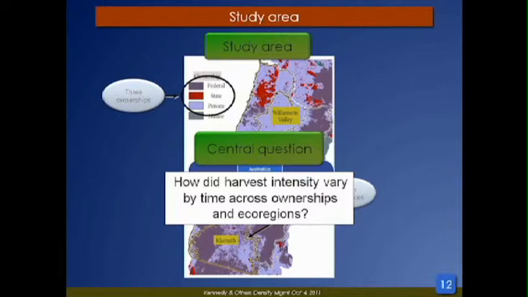So we're going to look at a couple different things here, but basically they all kind of boil down to this. How did harvest intensity vary by time across ownerships and ecoregions?